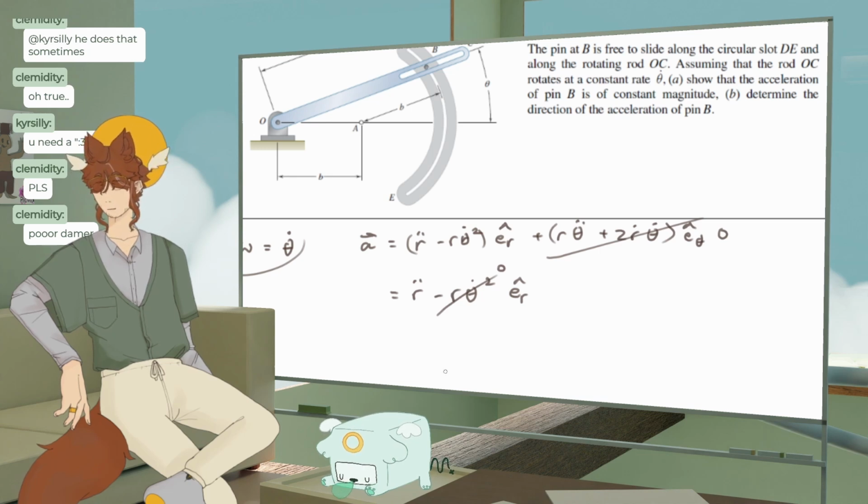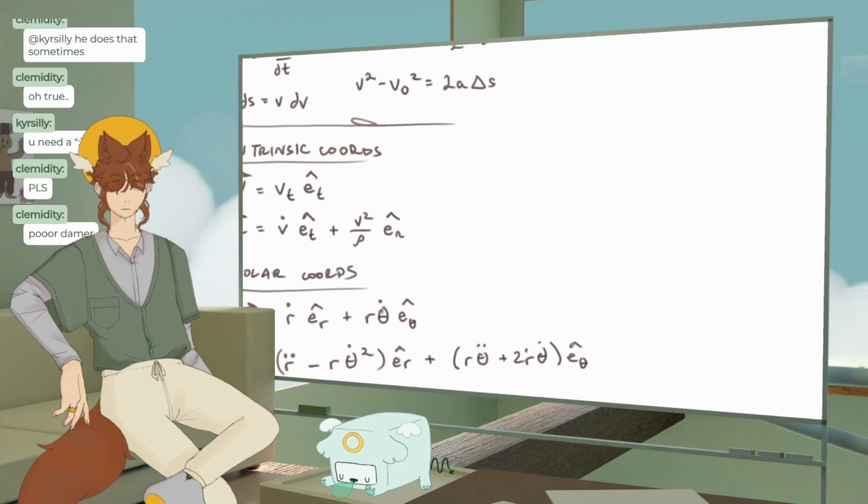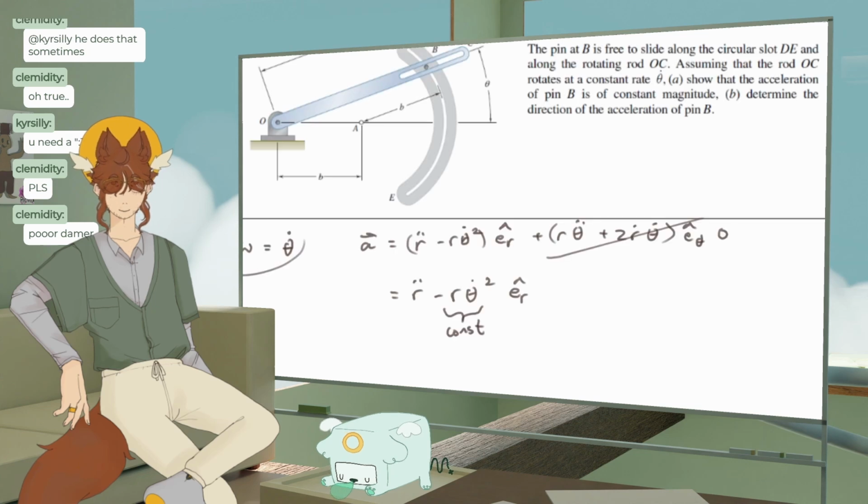No, I lied. It's not 0. What am I talking about? This is constant. So now we just have to show that r double dot is constant. R double dot equals what? It's the rate of the rate. Do I have a relation between r dot, maybe not. Do I have a relationship between r double dot and theta double dot? Because theta double dot is 0. Theta double dot equals 0. No. E theta.